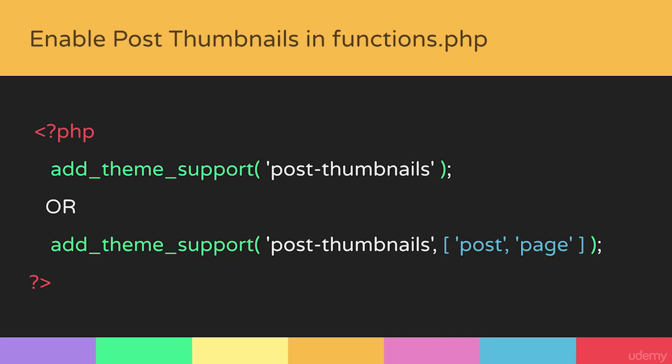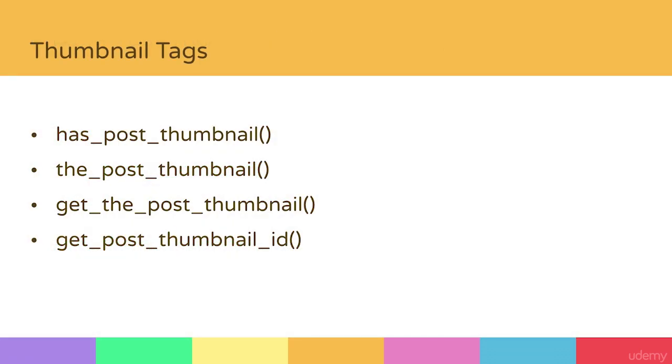So, once you have these post thumbnails enabled in your functions.php file, it could also be done through a plugin as well, but in this case we're looking at a functions.php file, then you could begin to look at the specific template tags that you could use to display thumbnails. When we look at the thumbnail tags available, they are pretty simple and straightforward. First, we have has_post_thumbnail, and that is a conditional tag, checking to see if a thumbnail exists.